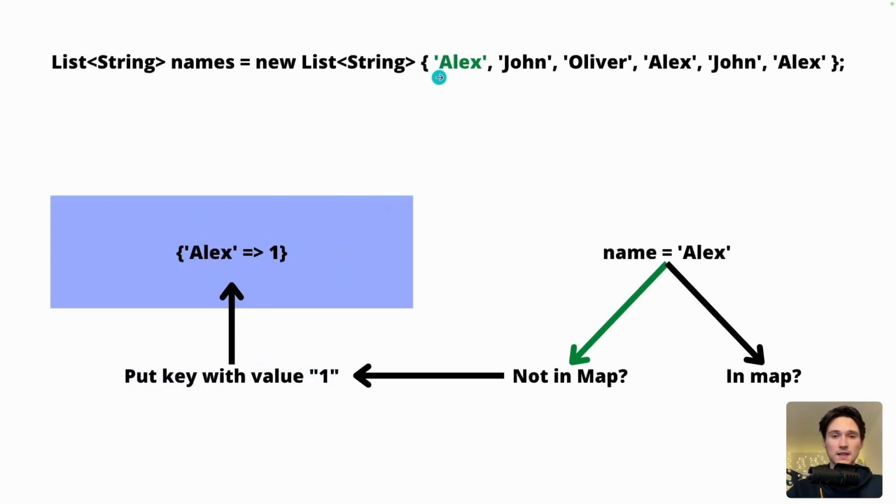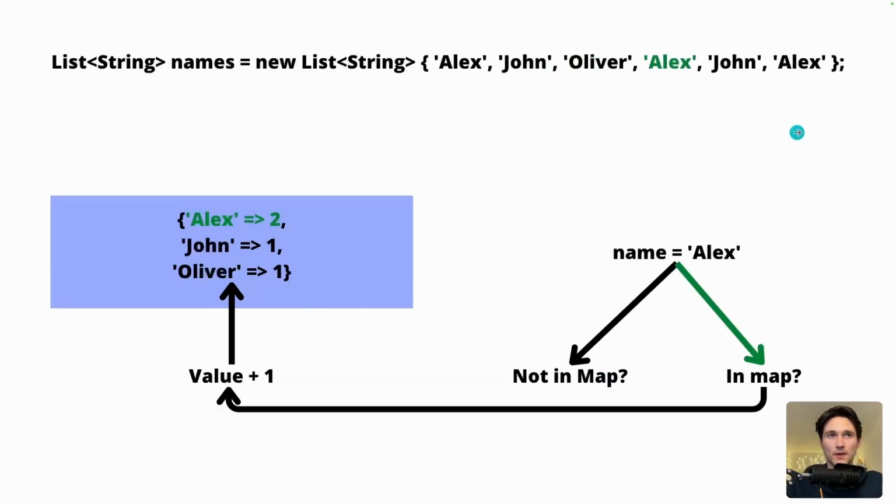Okay, let's go to the next, to John. Is John in the map? No, not in the map. Again, we just do the same all the time. Whenever something is not in the map, we just put it with the value 1. Oliver in the map? No, 1. Now, Alex. Alex was already in the map. In the map? Yeah. When the key is already in the map, you just need to update the value behind this key by 1. So if it was 1, it's going to be 2.